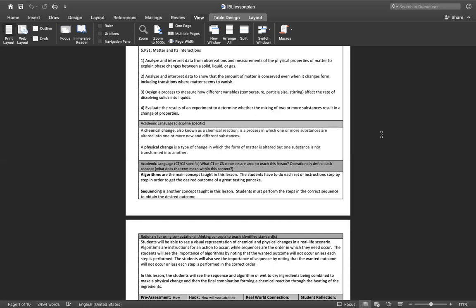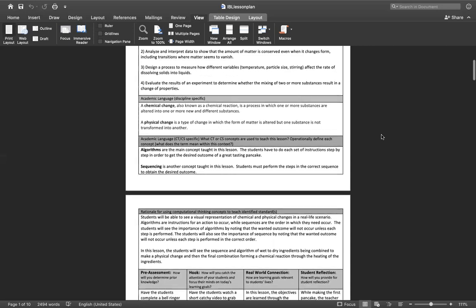The academic language we chose was chemical and physical change because those are the topics of the lesson. A chemical change is when one substance forms another one, and a physical change is when the substance changes, but it does not change into a different type of substance.